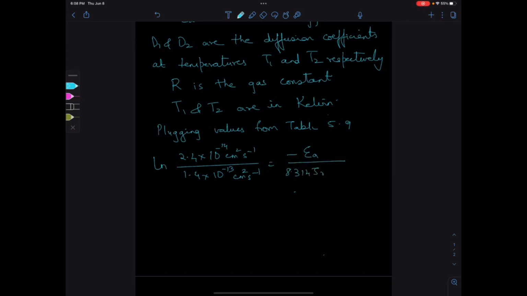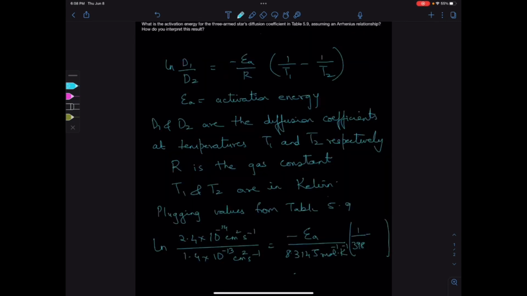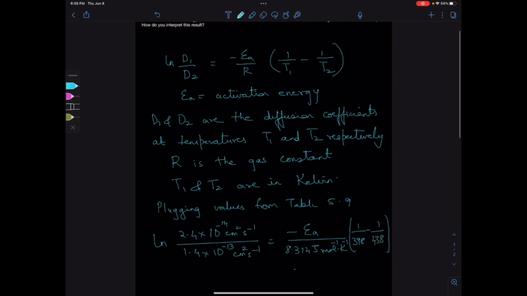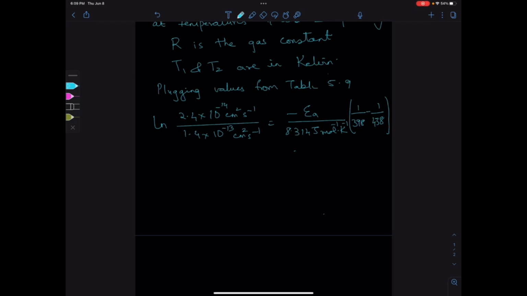R is 8.314 joules per mole Kelvin, and the temperatures are 125 centigrade, which is 398 Kelvin, and 165 centigrade, which is 438 Kelvin. So this gives us an EA value of 73.163 kilojoules per mole.